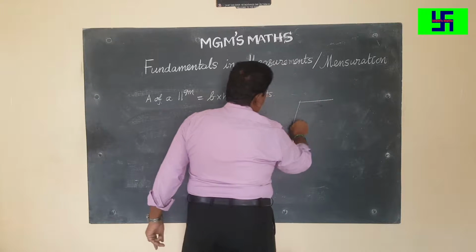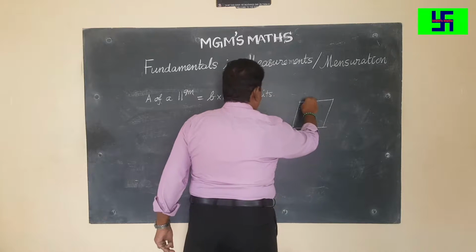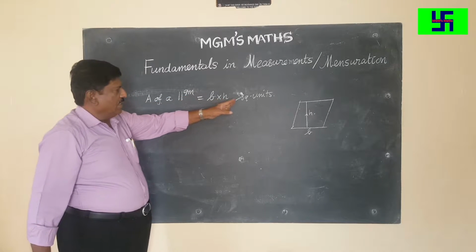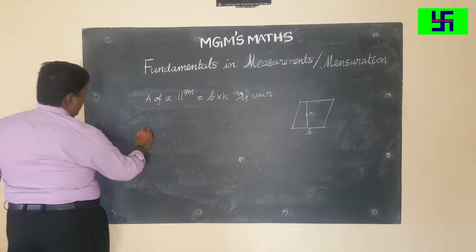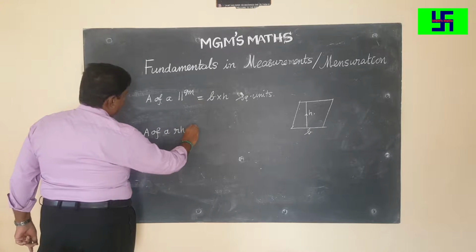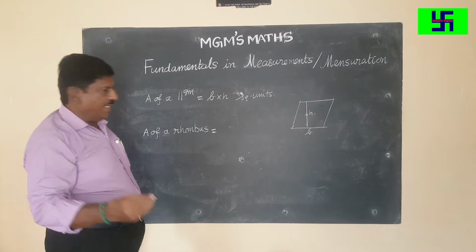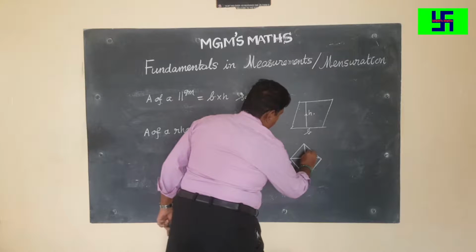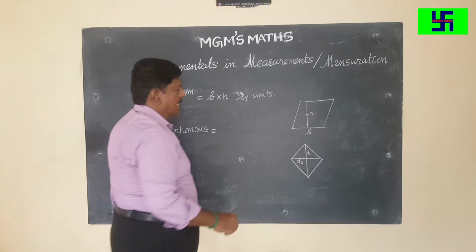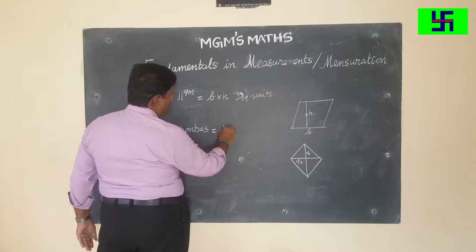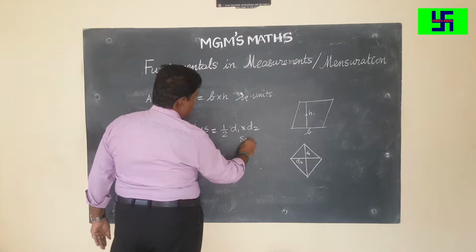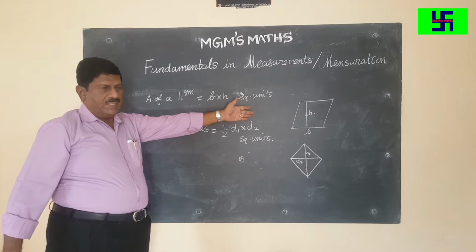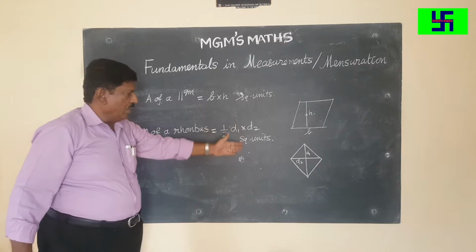When you have a parallelogram, this is the base and we have to take the vertical height H. Area of a parallelogram is base into height square units. When you take the area of a rhombus, it has all the four sides equal, so it will be of this form. It has the diagonals D1 and D2. Area of a rhombus is half D1 into D2 square units. So area of a parallelogram is base into height square units. Area of a rhombus, half into D1 into D2 square units.